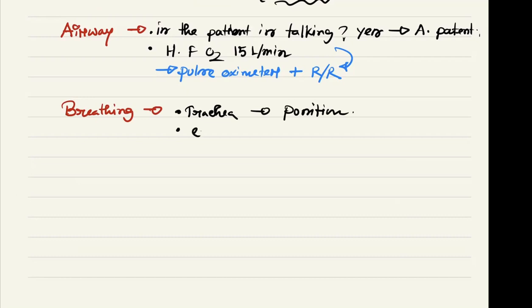Then chest expansion. You are looking at the chest movement, okay? So you need to check for the chest expansion. When you are doing the chest expansion, you put both of your hands on the sides of the chest and ask the patient, can you please take a deep breath for me? Deep breath, okay? Next, move on.